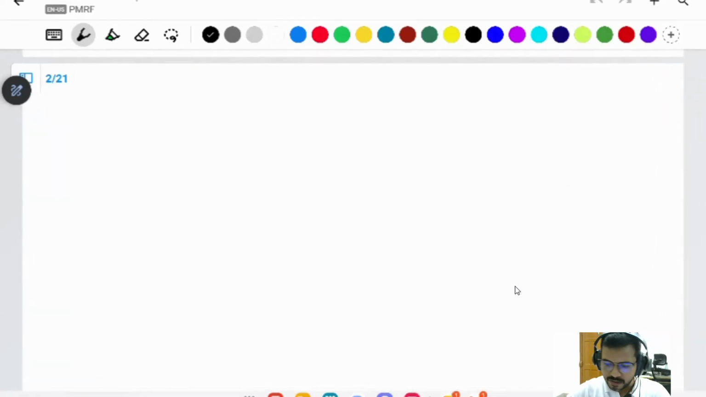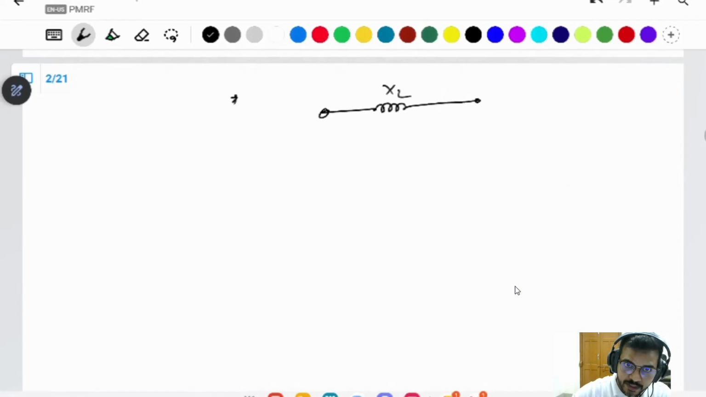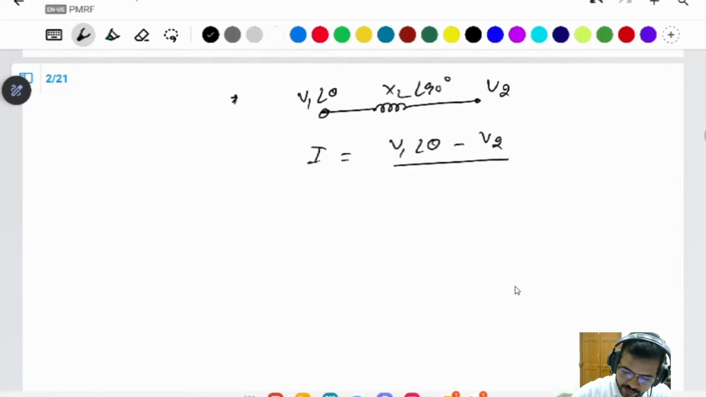Someone is asking something simple: the voltage difference between two points. Calculate XL at an angle of 90 degrees. V1 at an angle of theta, V2 at an angle of theta minus 90 degrees, V1 at angle theta minus V2 at an angle of 90 degrees.